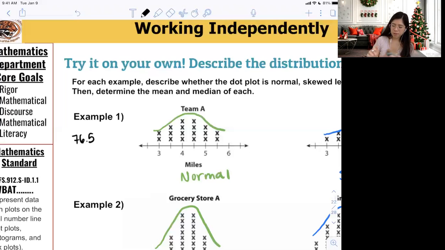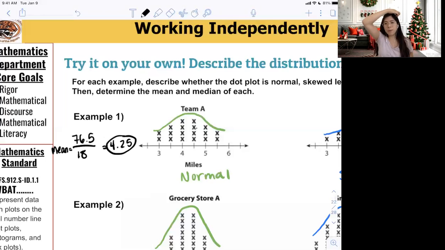Cool. Okay, and then there's 1, 2, 3, 4, 5, 6, 7, 8, 9, 10, 11, 12, 13, 14, 15, 16, 17, 18 x's. So we're going to divide that by 18. So what's my mean? 4.25. Good. That's the mean.